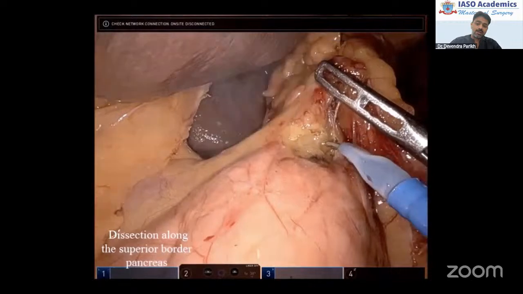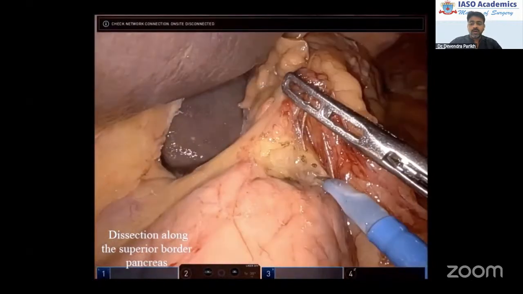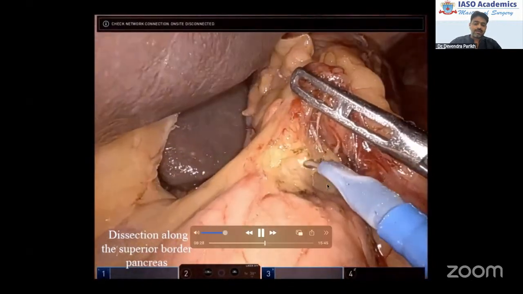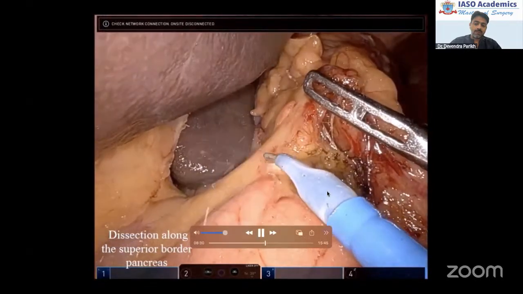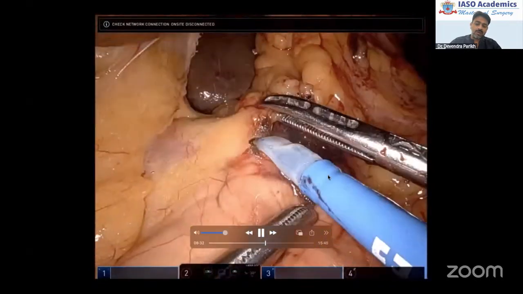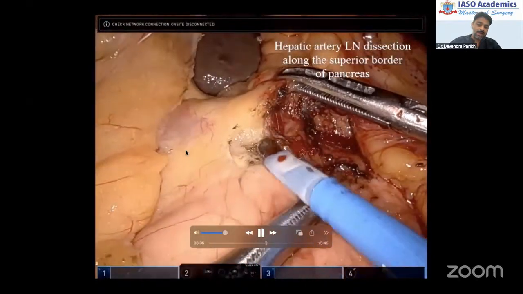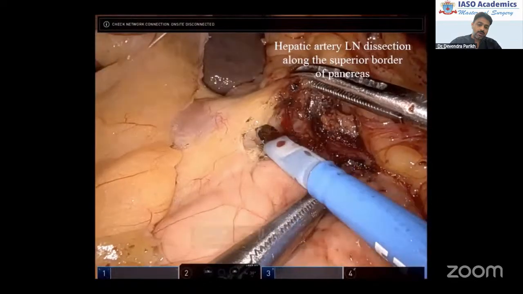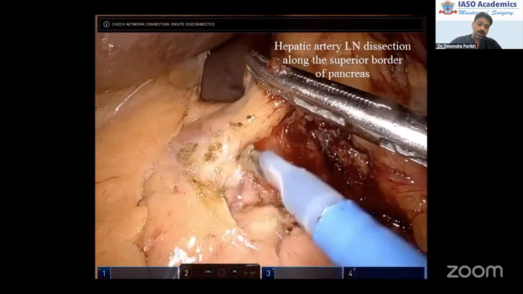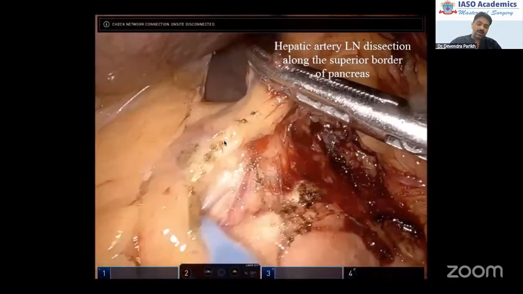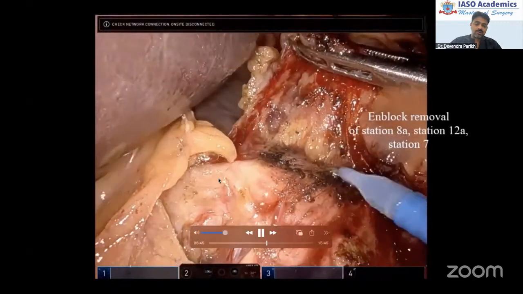Here we are working at the superior border of the pancreas. As you can see here, this is the pancreas. We are taking every single fibrofatty tissue with the specimen. This is the area where this is station 8A lymph node. By lifting this station 8A lymph node, we'll be able to see the common hepatic artery in the base. This is visualization of the common hepatic artery.